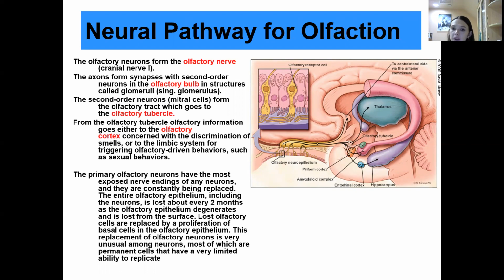The primary olfactory neurons have the most exposed nerve endings of any neurons, and they are constantly being replaced. The entire olfactory epithelium, including the neurons, is lost about every 2 months as olfactory epithelium degenerates and is lost from the surface. Lost olfactory cells are replaced by a proliferation of the basal cells in the olfactory epithelium. This replacement of olfactory neurons is very unusual among neurons, most of which are permanent cells that have a very limited ability to replace. Thank you for your attention.